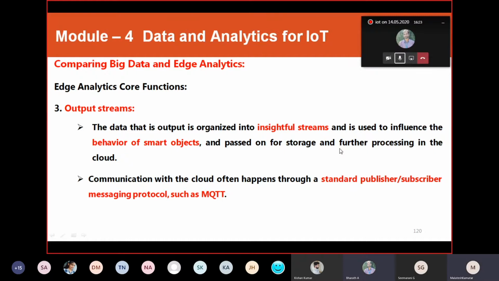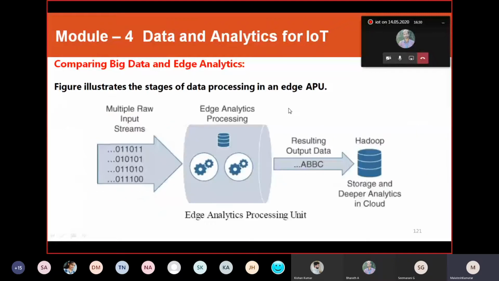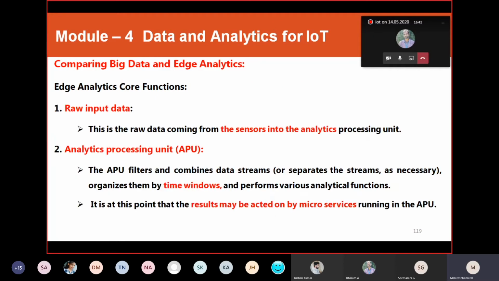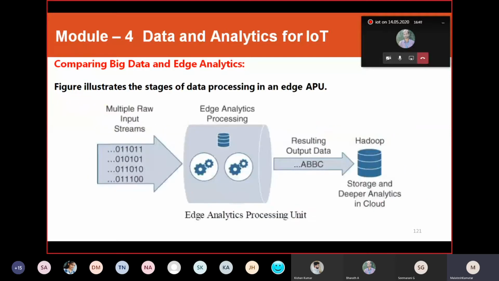Hello. Okay, we will go ahead with these three stages, which can be shown here. You can observe that it's comparing big data and edge analytics. It illustrates the stages of data processing in an edge APU, because the APU is mainly meant for processing. It combines filters, which we have discussed already, as shown in the diagram. This is called the Analytics Processing Unit, APU.